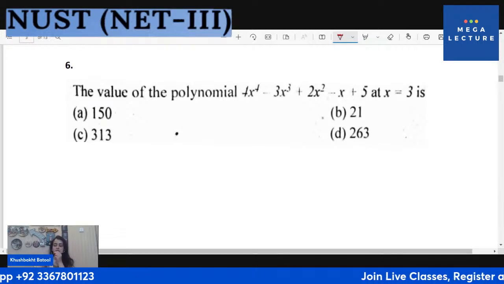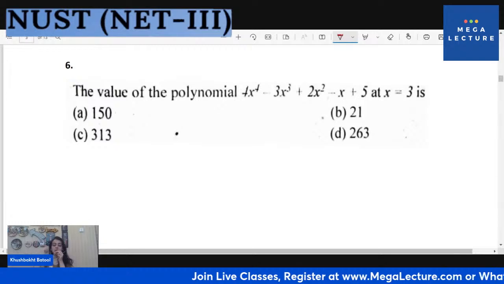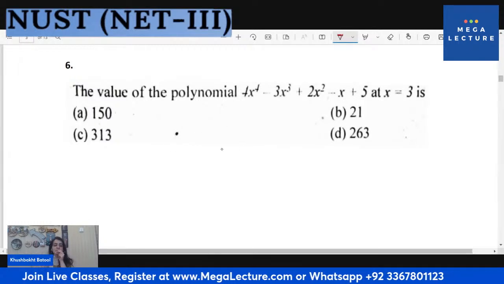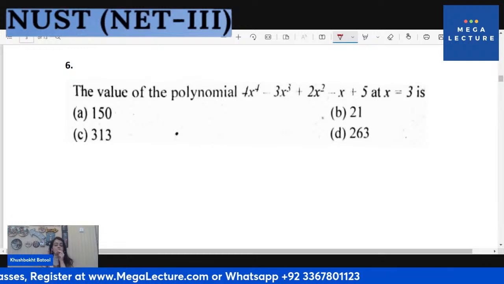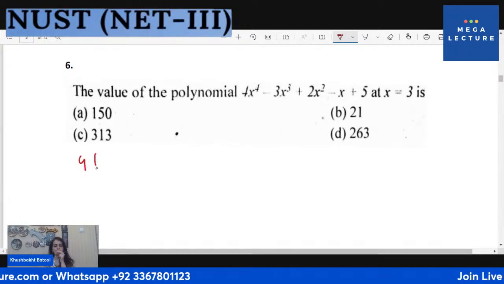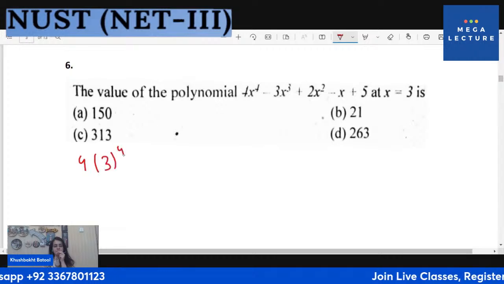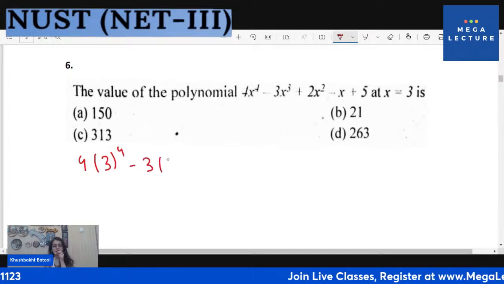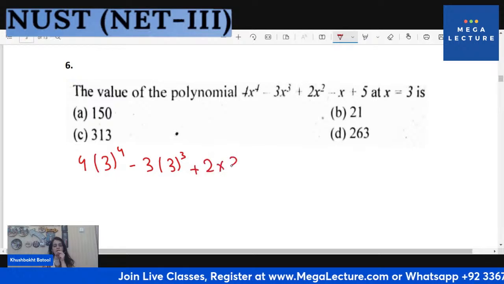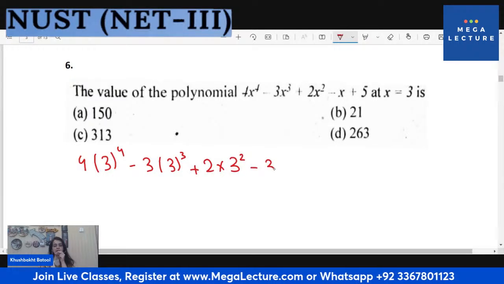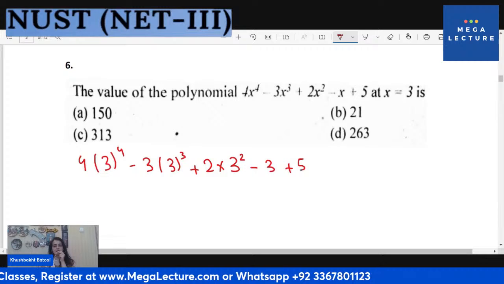Now this question is easy, but the only difficult thing here is that you would be doing it without your calculator. So please try practicing all the past paper questions without your calculator. Okay, obviously. So it is 4 into 3 to the power 4 minus 3 into 3 cubed plus 2 into 3 squared minus 3 plus 5.